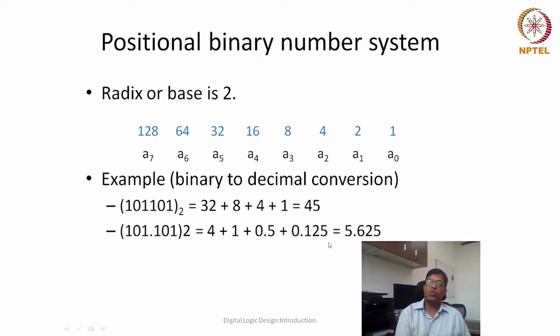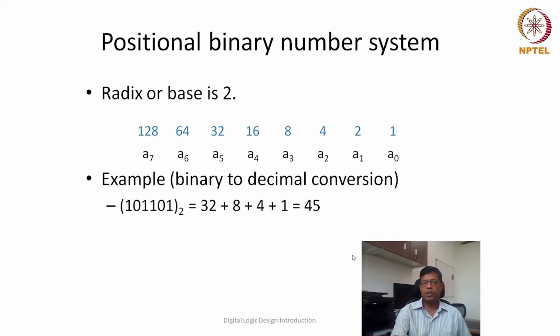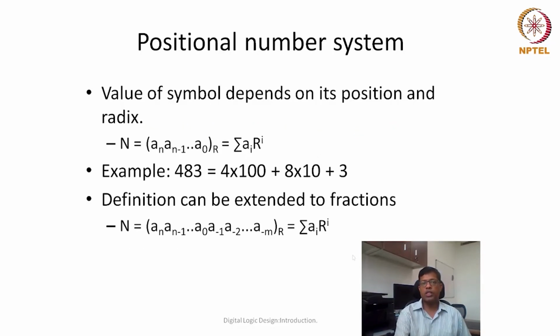So 2 to the power minus 3 is 1 divided by 2 to the power 3, that means 1 by 8. 1 by 8 is 0.125. So if I add all of them, it will become 5.625. So this is how a fractional number can also be converted to decimal if I keep following the formula which we mentioned in the previous slide. This formula can be used generically.